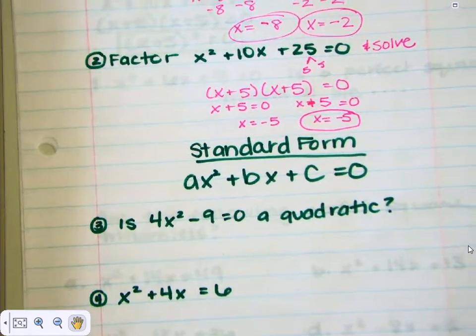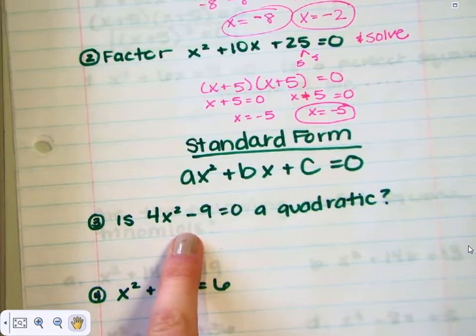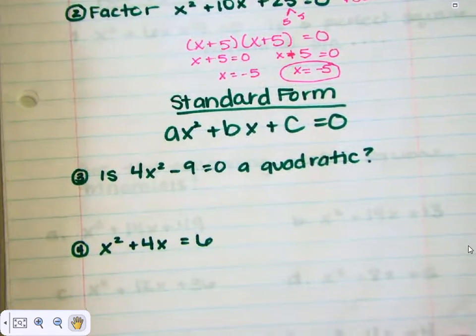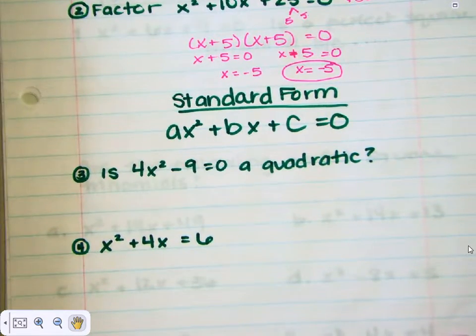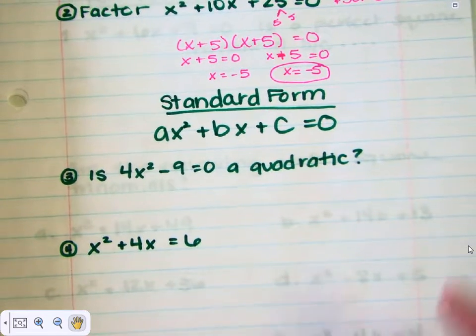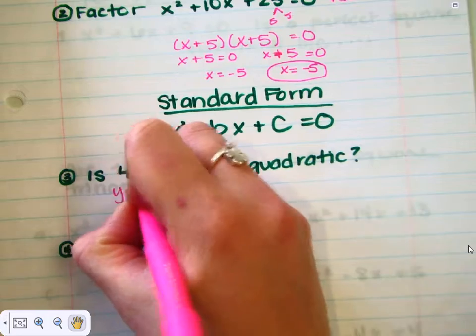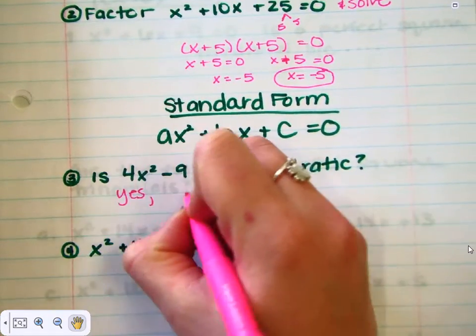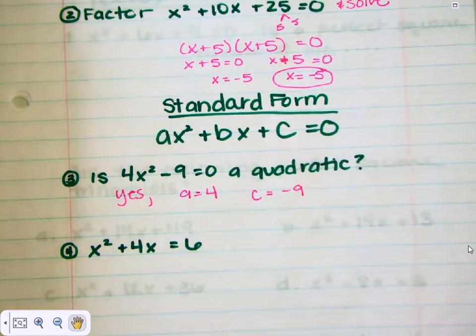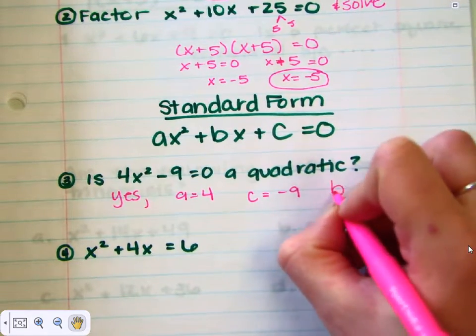So my next question to you. Is 4x squared minus 9 a quadratic equation? So take a minute, pause the video, and see if you can figure it out. Okay. The answer is yes. And if you notice, a is equal to 4, and c is equal to negative 9, but there is no b value. So our b value is actually just 0.